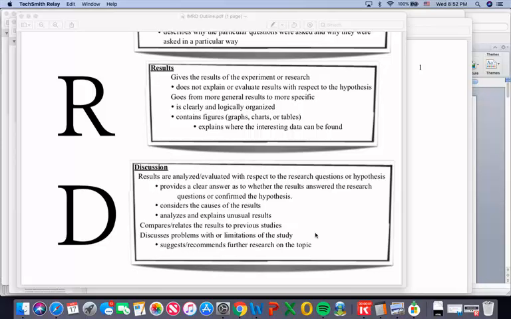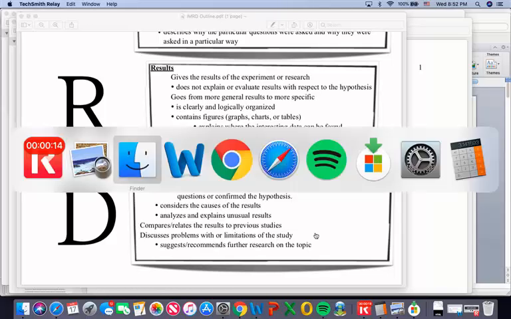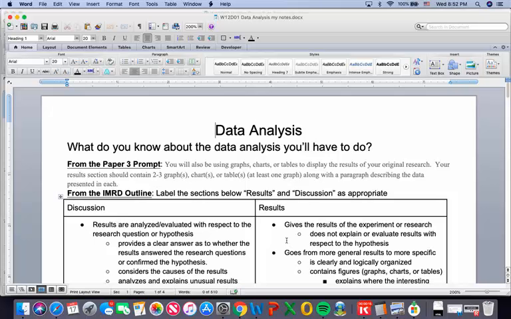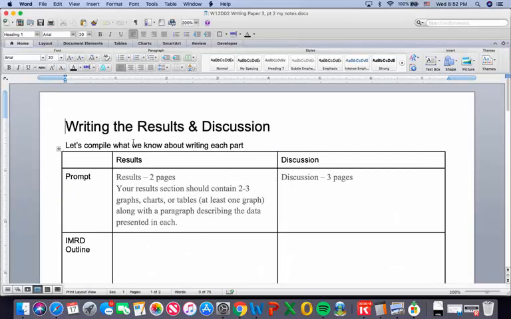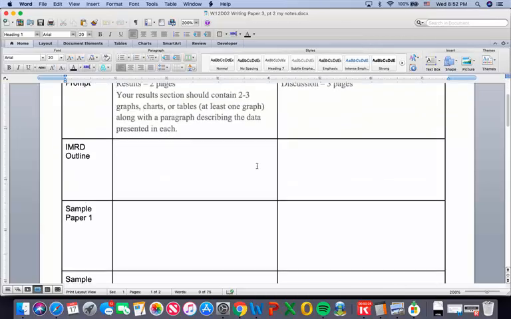So that last video cut off kind of abruptly, but we're just going to pick right back up. So we're looking at the IMRD outline, and we're going to take the ideas from this and plug them into our writing the results and discussion instructions, kind of reviewing what we know from the papers.